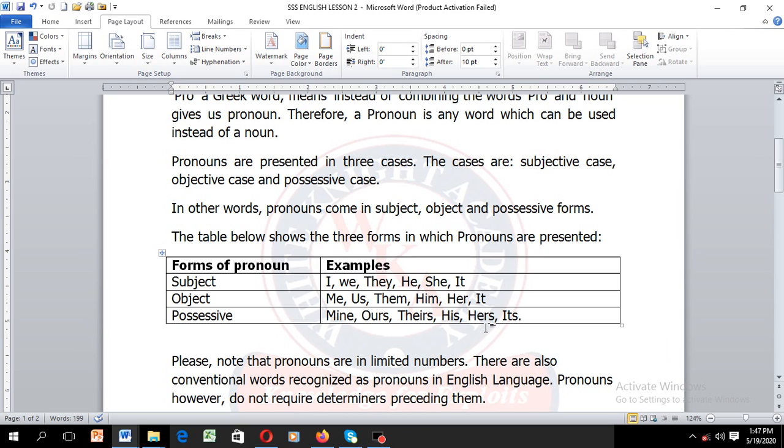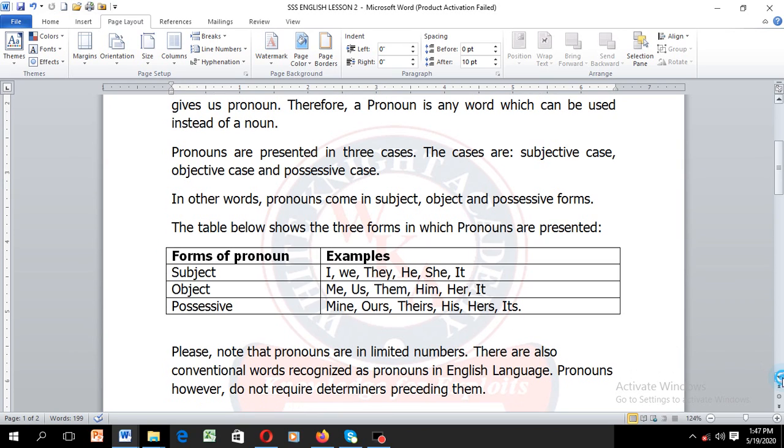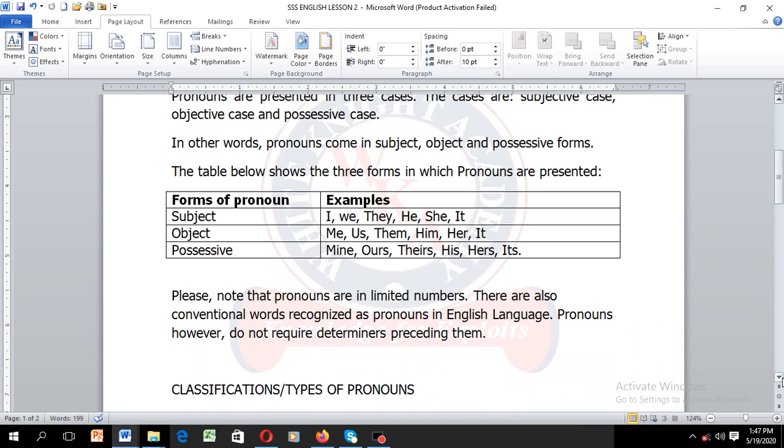Good. Let's move forward. Please note that pronouns are limited in number. There are also conventional ways recognized as pronouns in the English language. The pronouns, however, do not require determiners preceding them. We cannot use determiners to precede pronouns.